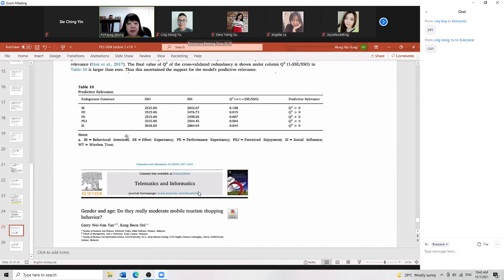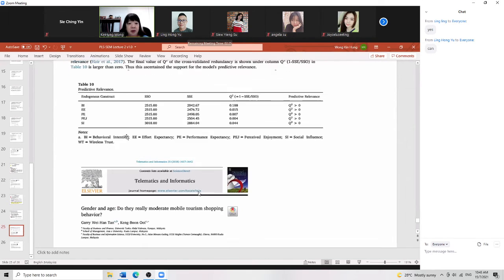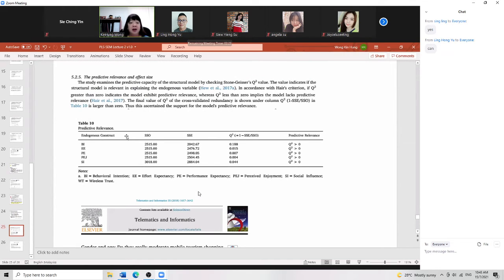And then here, all right, the study examples here. So you have this Q2, all greater than 0. Okay, all right, so here you see the Q2 here. All right, so greater than 0 indicates the model exhibits predictive relevance. Okay, so the model is okay, you can use it because this one is more than 0. Okay, all right, if it is less than 0, lack of predictive relevance.